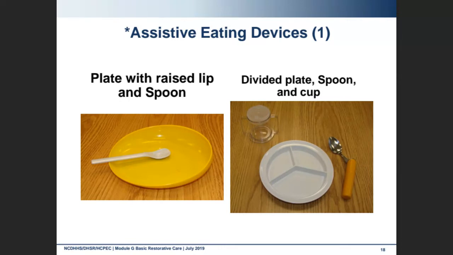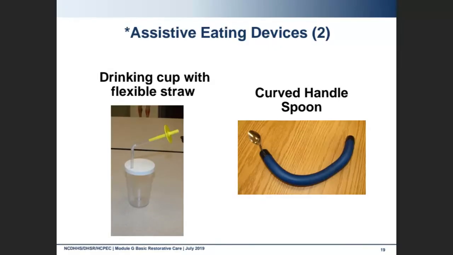The large grip utensils, plates with like the lips around the edge, like you see there. A lot of people sometimes just have trouble scooping. So to maintain their independence in feeding themselves, they might just need that kind of lip on the edge of the plate to be able to scoop their food on. There's also, these are other examples, the straw cup, the large grip handle with a flexible handle so you can bend it to work best for that resident.